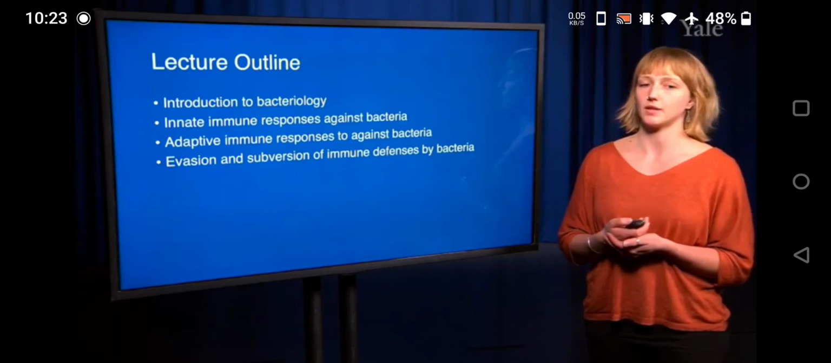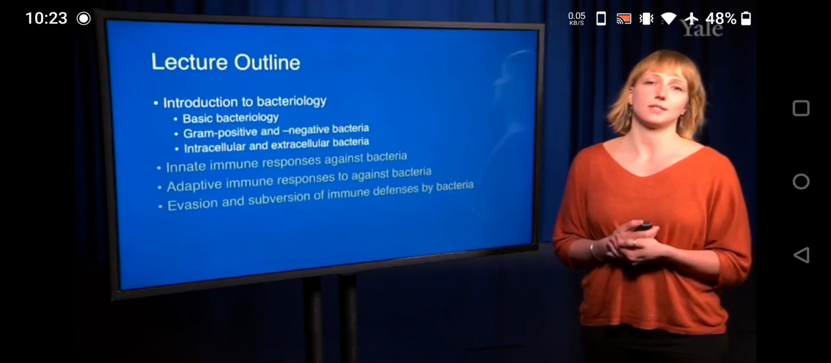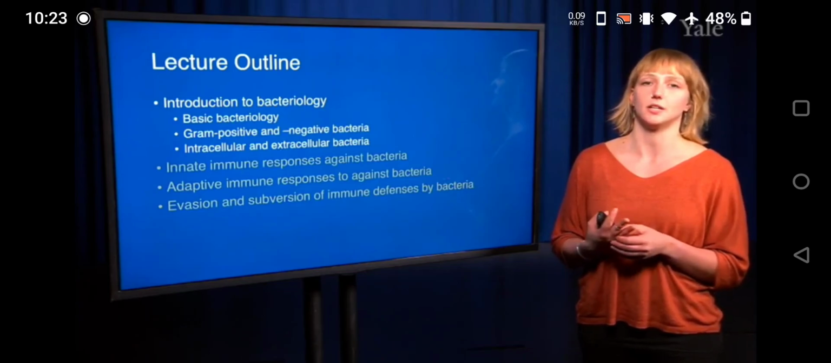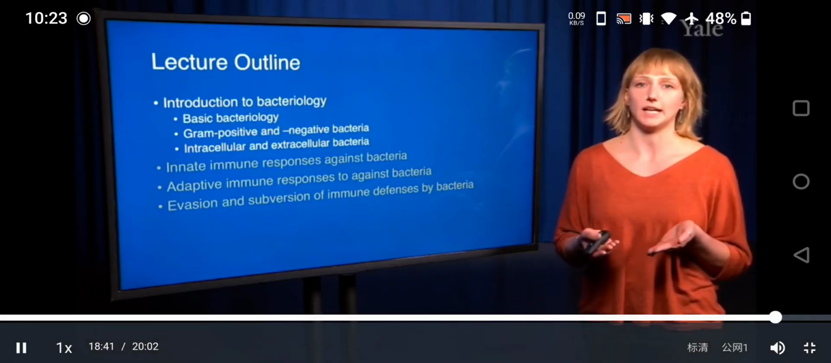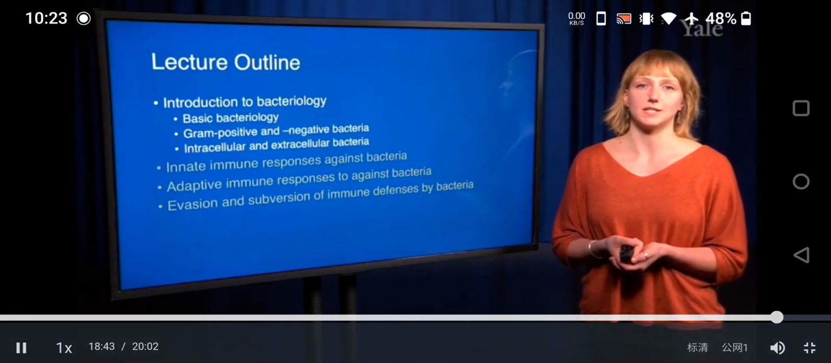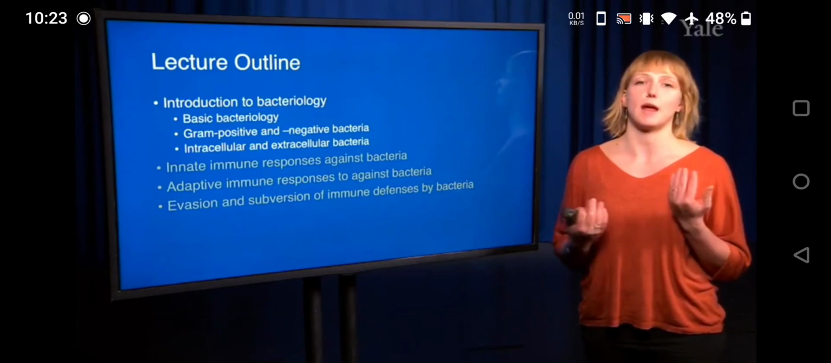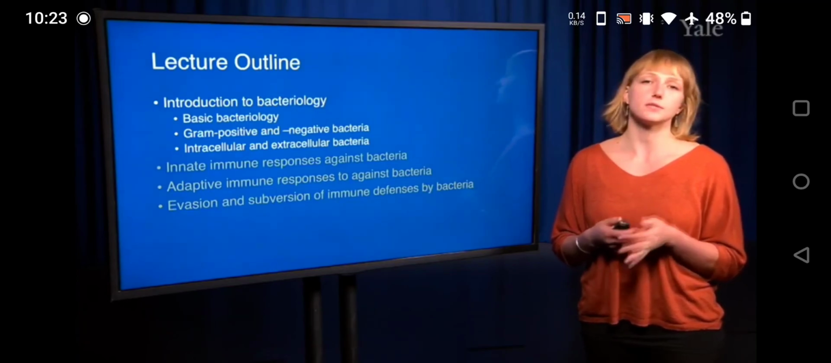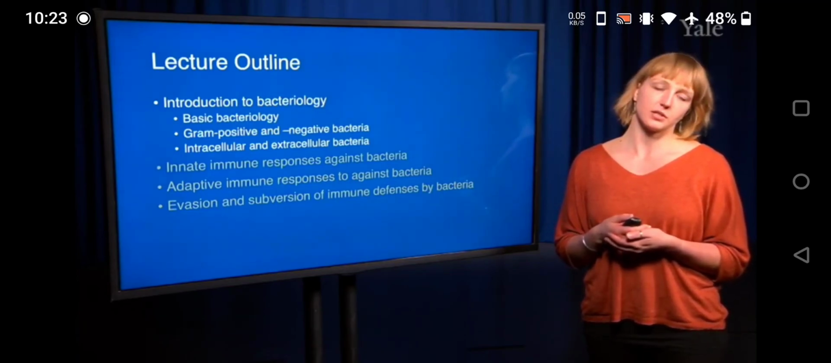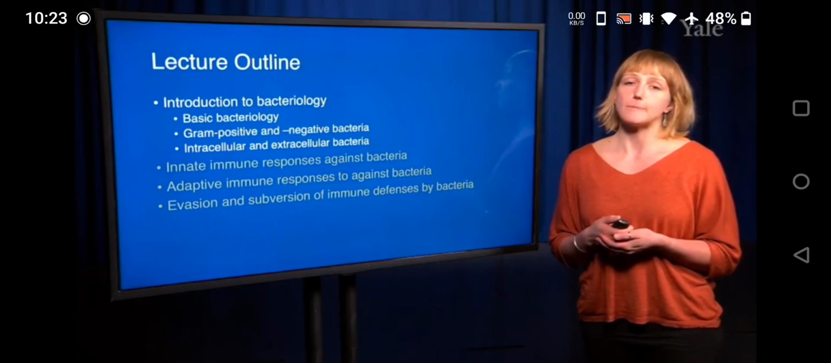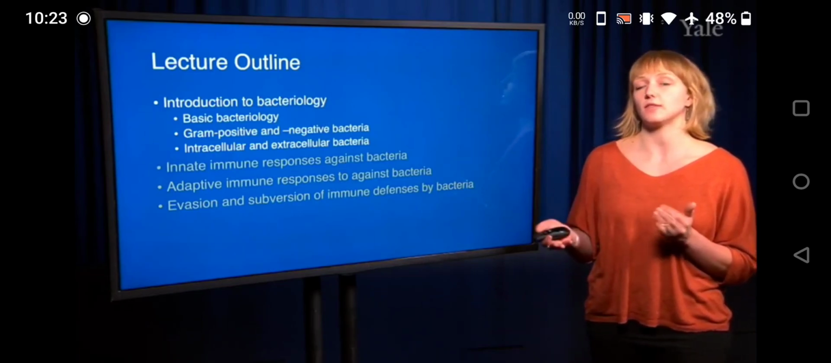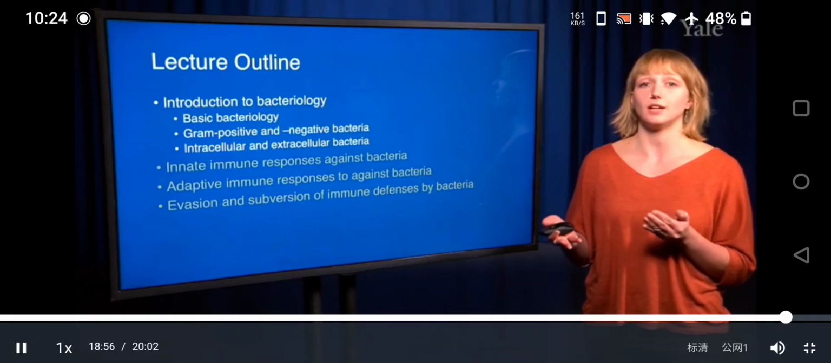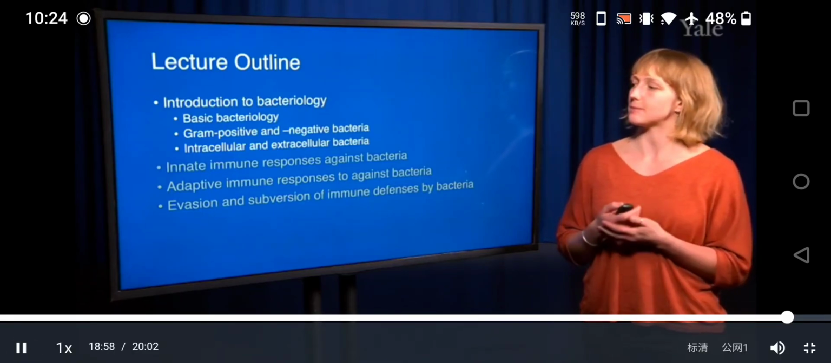So today we've gone through some basic bacteriology, including how to classify bacteria based on whether they're gram-positive and gram-negative. And this is critical because this allows for different PAMPs to be presented to the immune system to be recognized. And we also talked about the difference between intracellular and extracellular bacteria, as the immune responses to either of them should be different, as they are different types of pathogens.